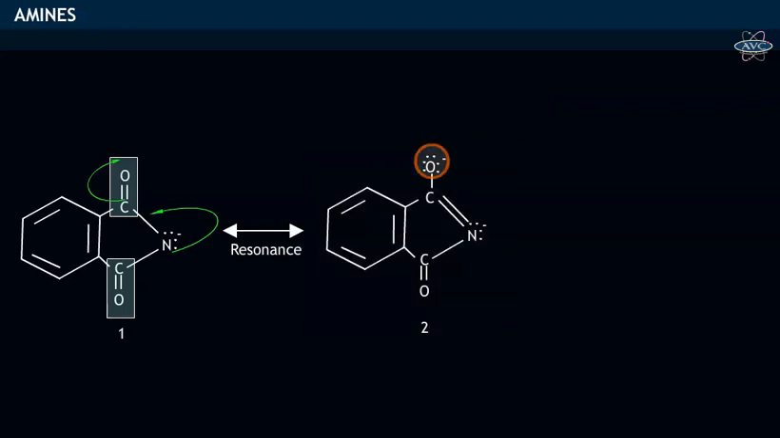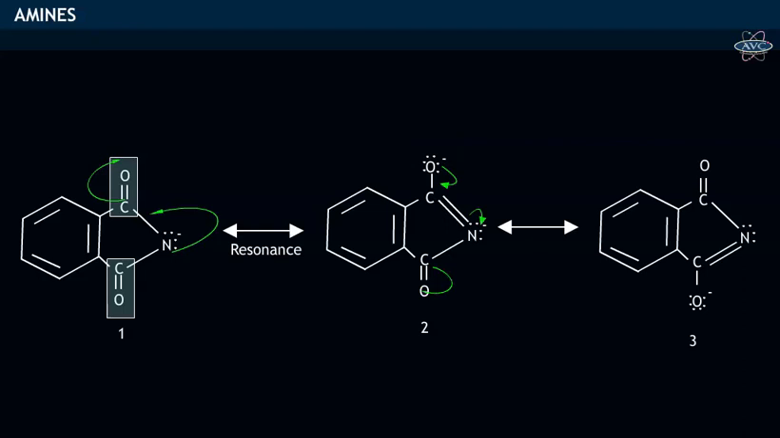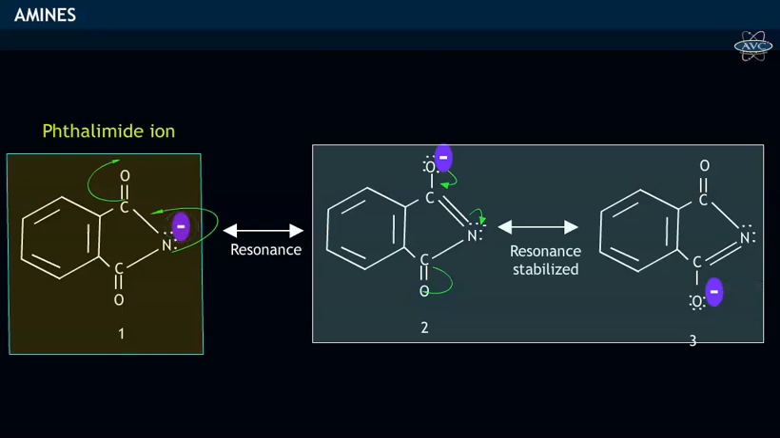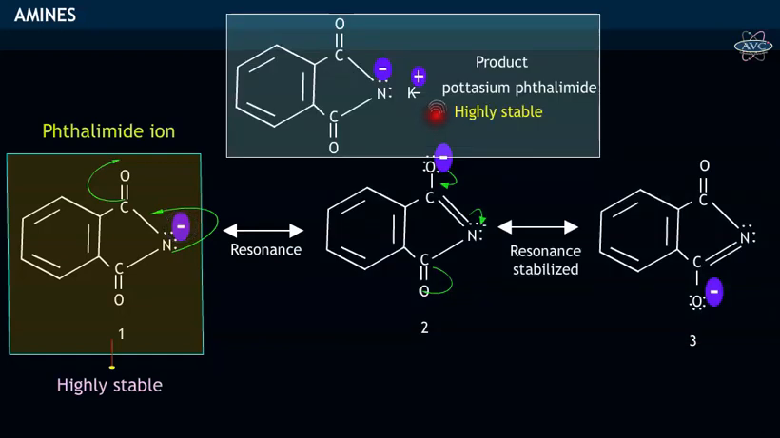Similarly, the excess electrons on the carbonyl oxide ion are involved in resonance and form another resonating structure. As the phthalimide ion is resonance stabilized, it is highly stable and thus imparts stability to the entire product, potassium phthalimide.